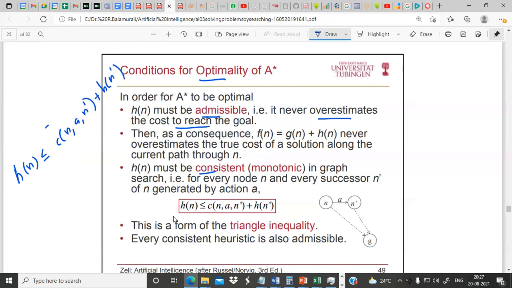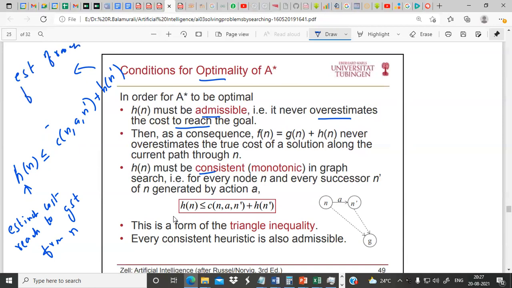So what is this? h of n is the heuristic cost of reaching the goal state from the nth state. So the current state is n. It is the estimated cost of reaching the goal state from state n. Whereas what is h of n dash? It is the estimated cost of reaching the goal.